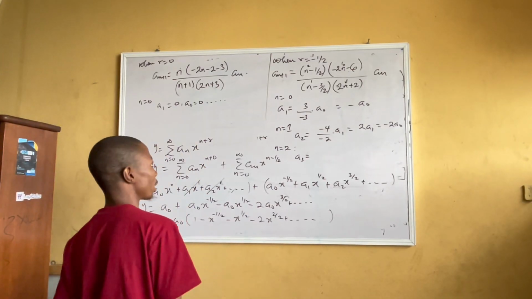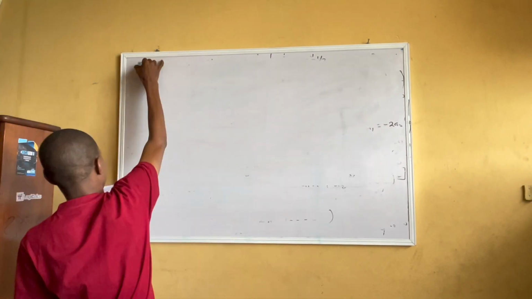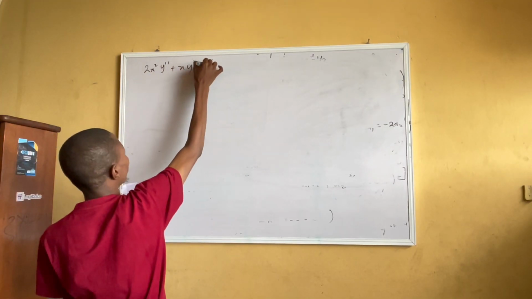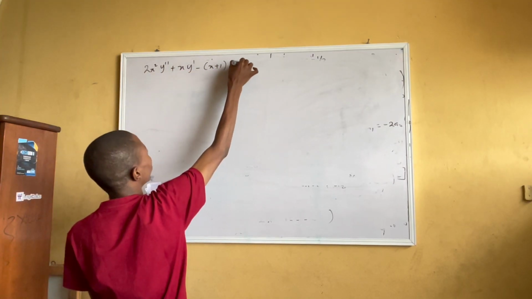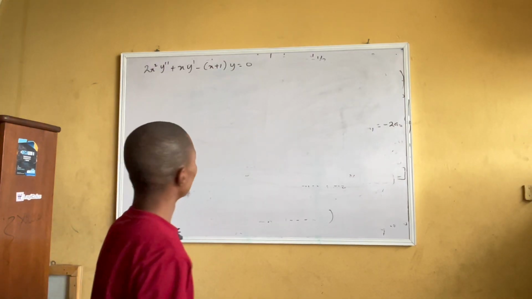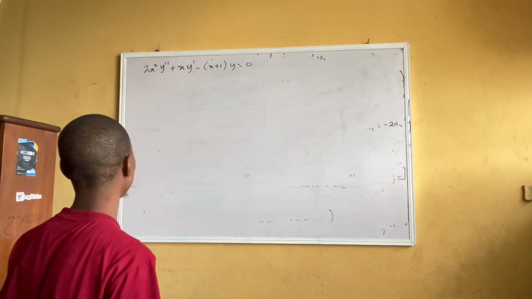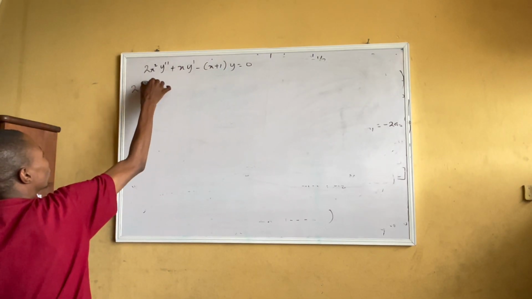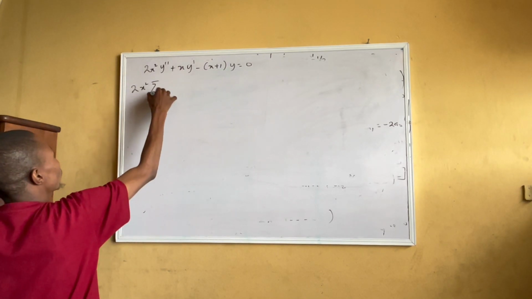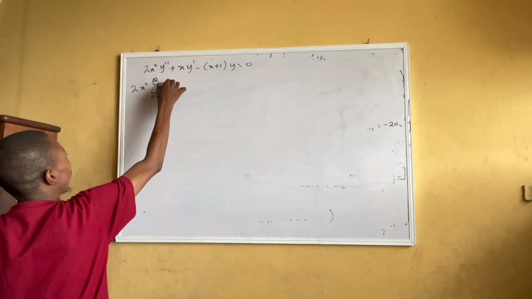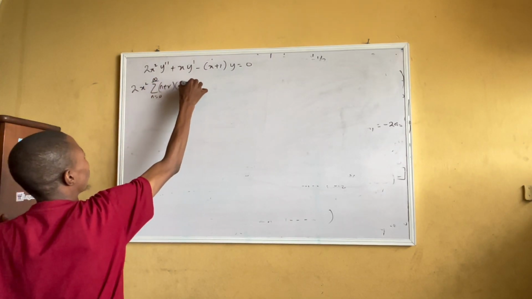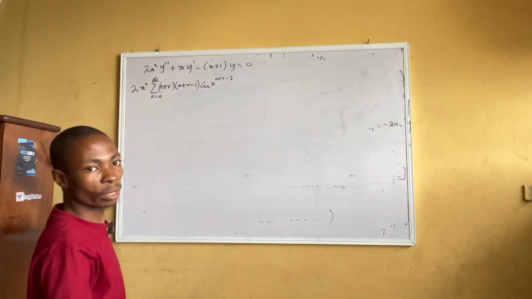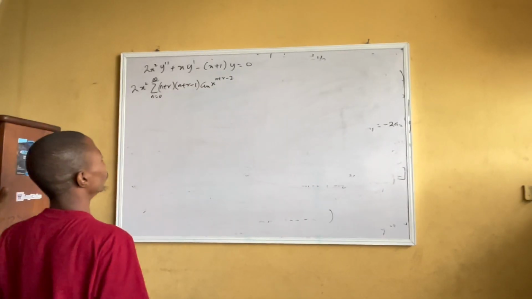One more example before I go. I will jump some steps, so you guys should follow up. So now we have 2x squared y double prime. We already know that y double prime is the summation from n equals 0 to infinity of (n plus r)(n plus r minus 1) a_n x raised to the power n plus r minus 2. Where do we get this one? Pause the video. What is the previous one that we've done?